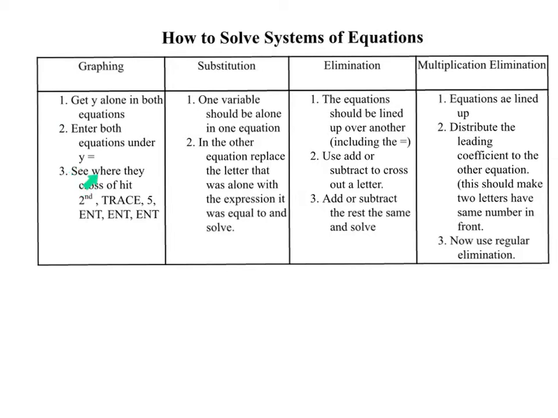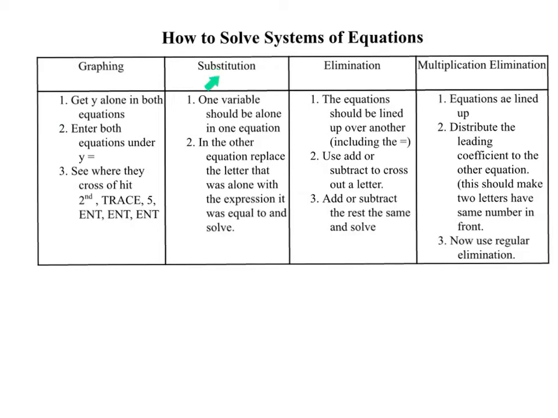You might see it on the table, you might just be able to read it right on a graph, or if you need to, you've got to hit second trace, that's your calc button. Choice 5 for intersection. Get the spider close to the intersection, hit enter, enter, enter, and you will be all set. It will give you at the bottom of the screen the x and the y coordinate on the calculator.